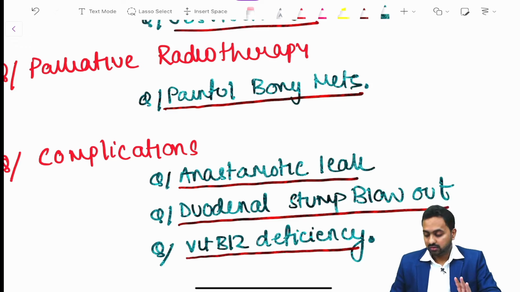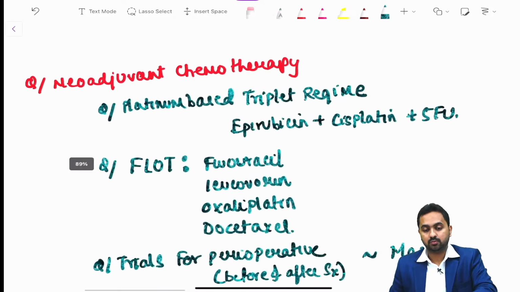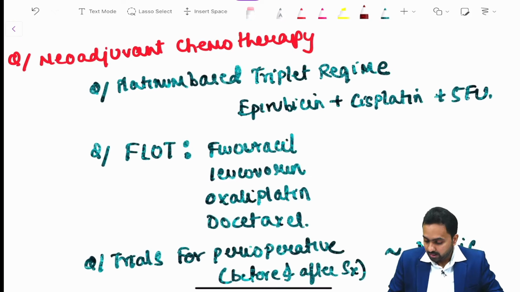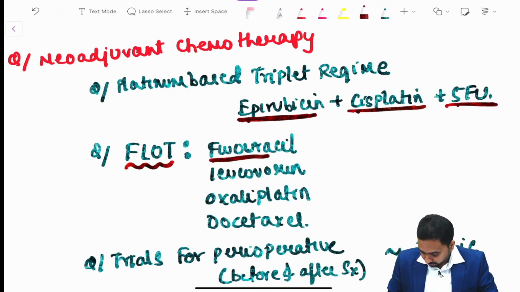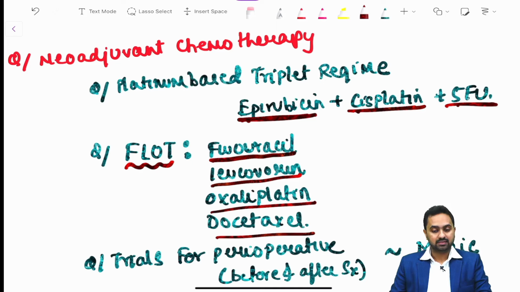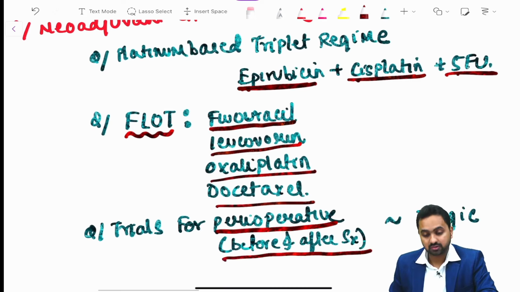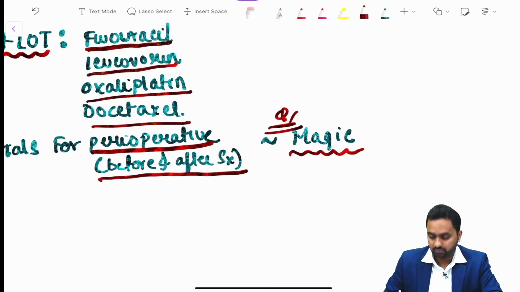And now we end gastric cancer with the last topic of discussion, that is neoadjuvant chemotherapy. Earlier, platinum based triplet regimens were used, which included epirubicin, cisplatin and 5-fluorouracil. Recently FLOT is being used, which consists of fluorouracil, leucovorin, oxaliplatin and docetaxel. Now, one trial which I would want you all to remember regarding perioperative chemotherapy, that is before and after surgery, is the MAGIC trial, right.